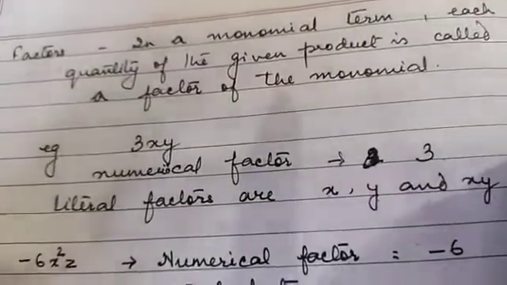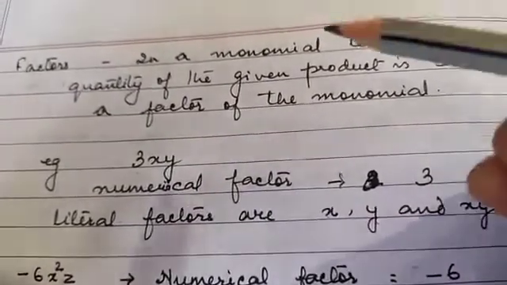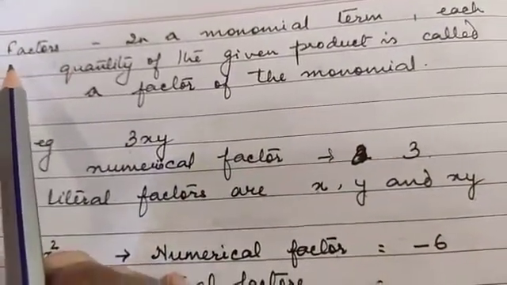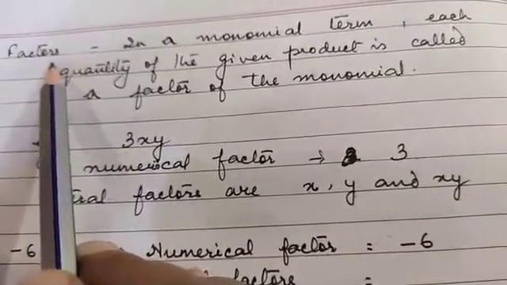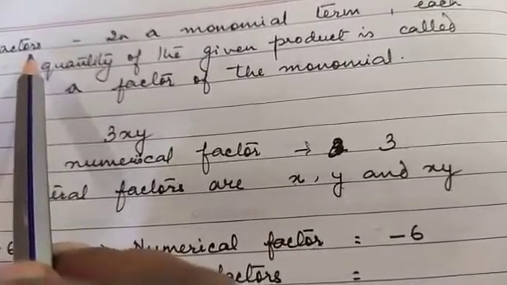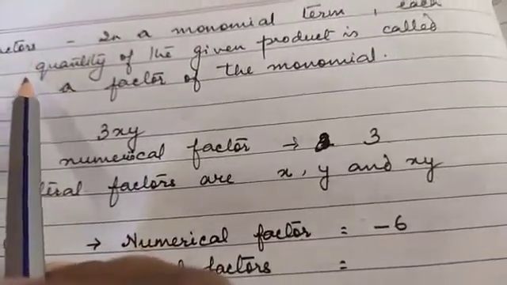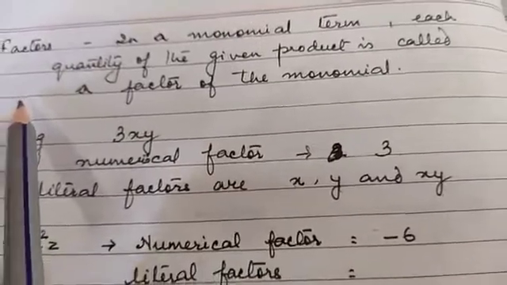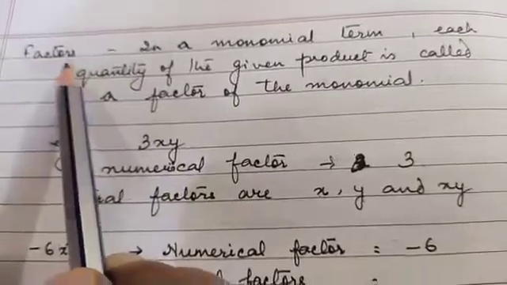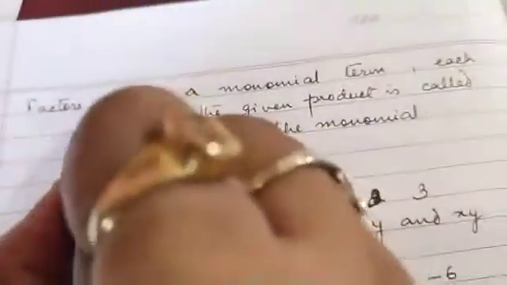In this, we are going to study further about algebraic expression. Here, we are going to learn about factors. In the last video, we understood what an algebraic expression is, what a term is, what the various types of algebraic expression are, and what a constant term is. Here we are going to learn about the factors of a term.